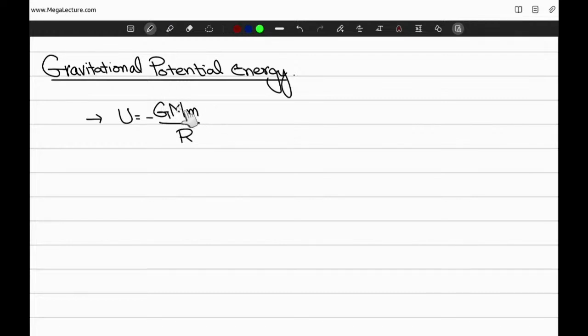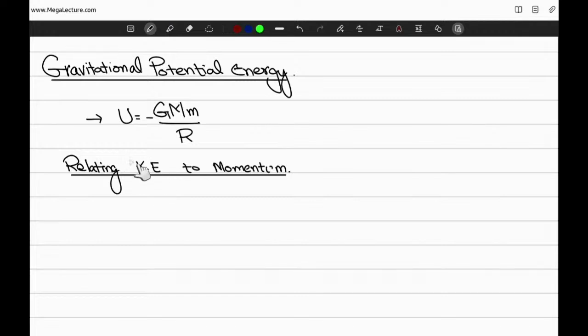the source mass, right? And you see that there's a negative sign over here, and this negative sign is simply because of selecting the zero reference level of potential energy at infinite distance from the Earth. So that's what we do, right? We say that the potential energy is zero when the distance from the Earth, or this source mass, is infinite.